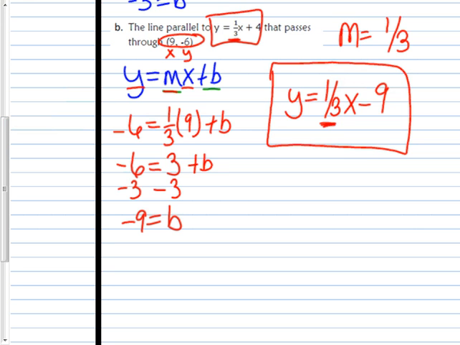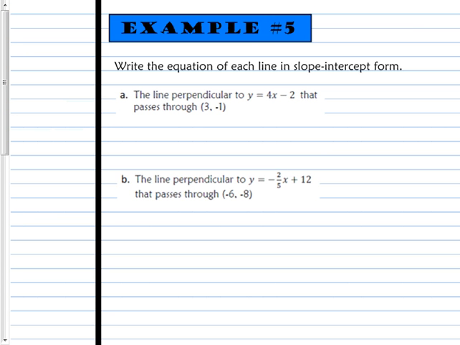Okay, one more example, example 5. The same exact thing, except this time we're finding a line that is perpendicular to the line they give us. And remember, perpendicular is the opposite reciprocal. So this first one is y equals 4x minus 2. So what is the slope that they give us? The slope is 4. But remember, we're not doing parallel lines this time, we're doing perpendicular. Perpendicular slopes are the opposite reciprocal. So the opposite sign, so now it's going to be negative, and the reciprocal, turning it upside down, 1/4. So the slope we're working with is actually -1/4.